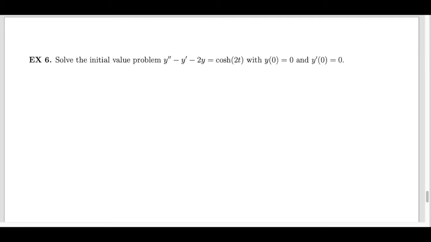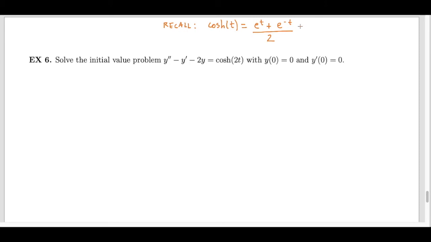Example 6, we're asked to solve y double prime minus y prime minus 2y equals hyperbolic cosine of 2t. This is sometimes pronounced cosh of 2t. We saw hyperbolic sine in a previous example, and the definition for hyperbolic cosine is very similar. Let me remind you what that is.